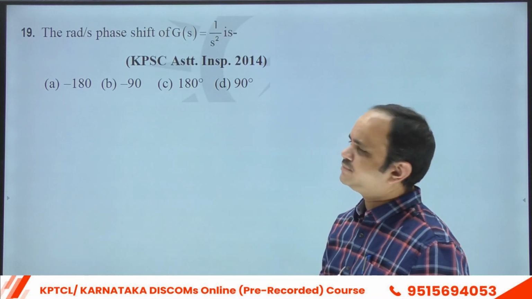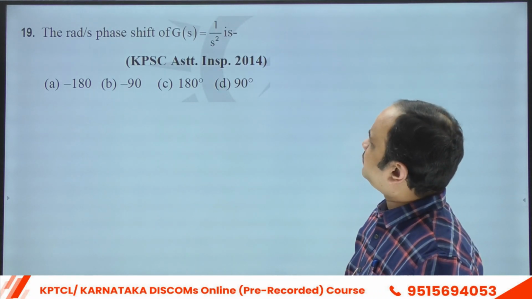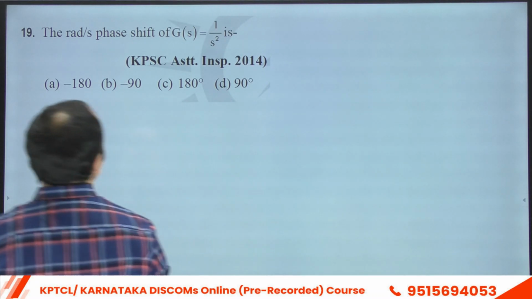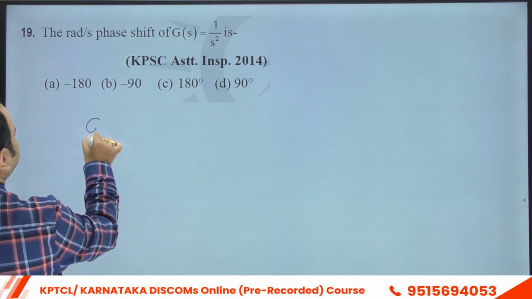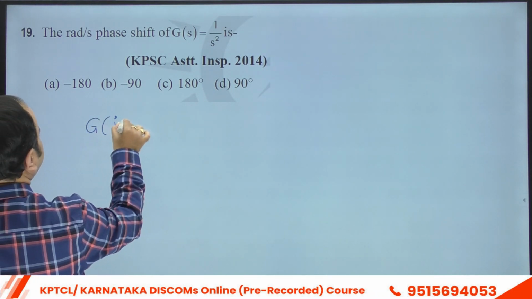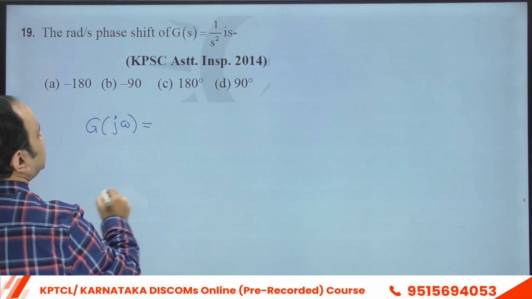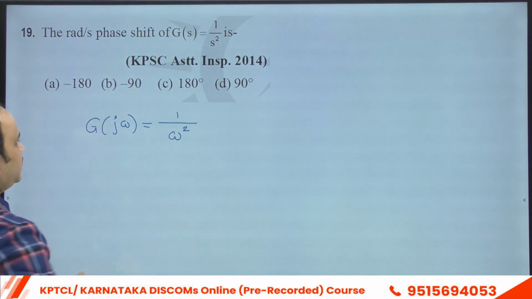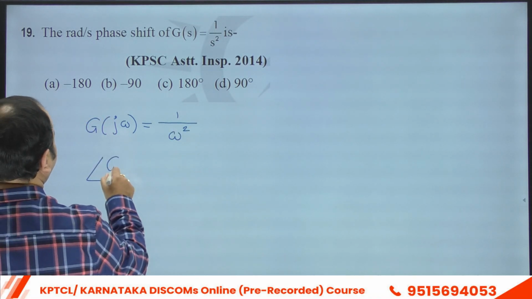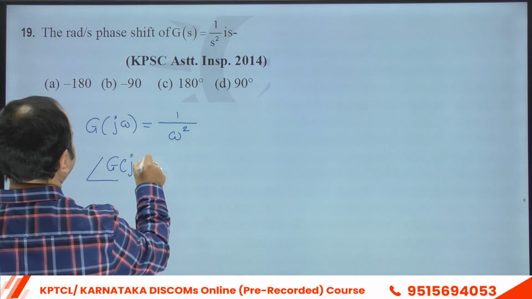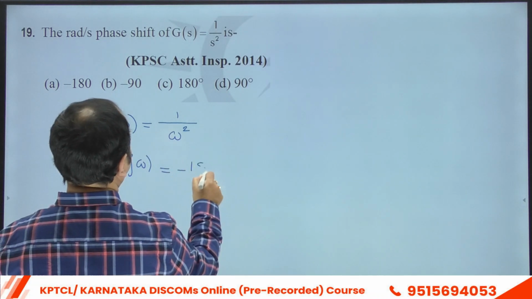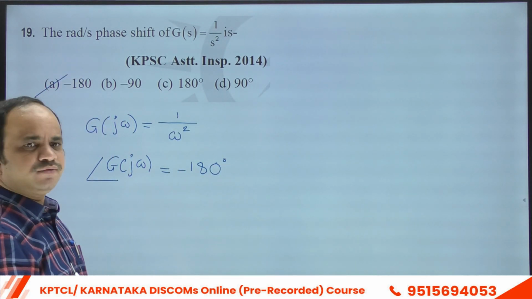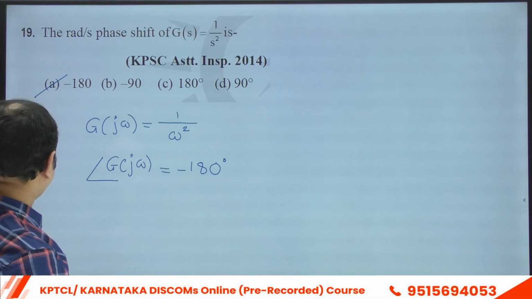Okay. Next, the phase shift in radian per second of G(s) equal to 1 by s square. If you write down the given transfer function in frequency domain, G(j omega) is equal to 1 by omega square. Therefore what is the phase angle of this transfer function? This is minus 180 degree. The phase angle of this transfer function is minus 180 degree.